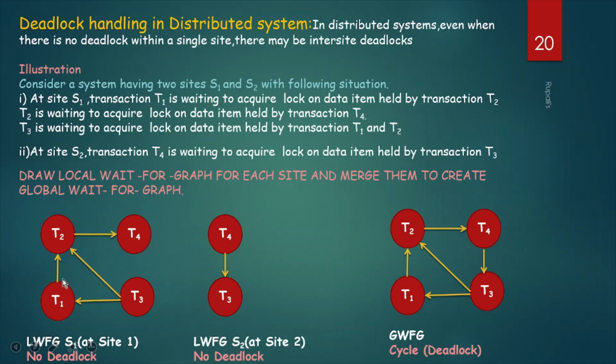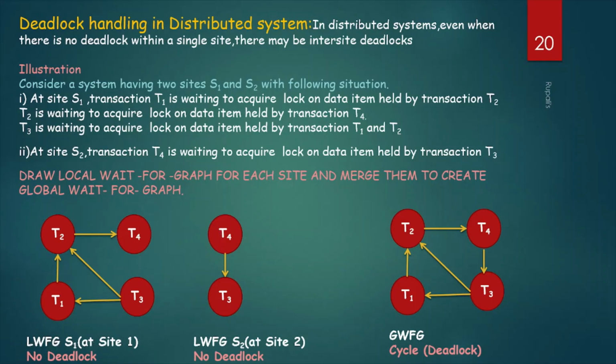Now see, for site S1, transaction T1 is waiting to acquire a lock on a data item held by transaction T2. T2 is waiting to acquire a lock on a data item held by transaction T4. And T3 is waiting to acquire a lock on a data item held by transactions T1 and T2. Now see, there is no cycle and there is no deadlock. Now in case of site S2, transaction T4 is waiting to acquire a lock on a data item held by transaction T3. There is also no cycle, so no deadlock is there.